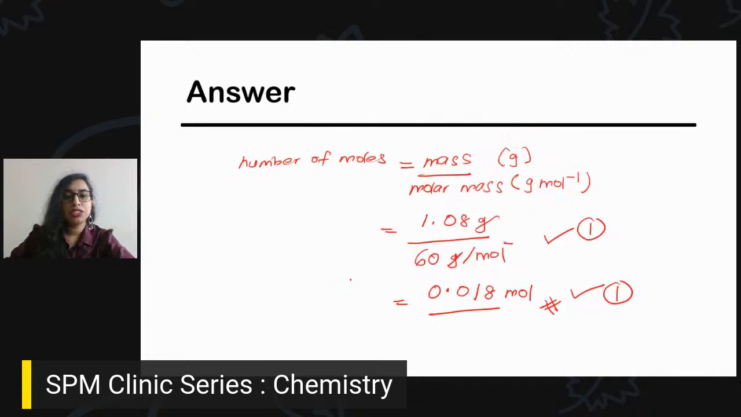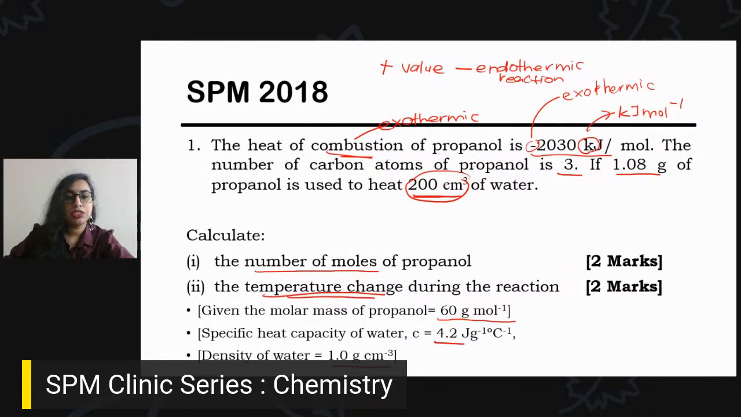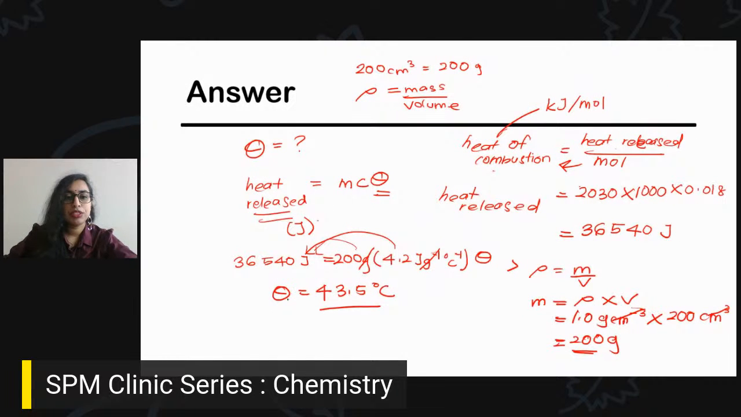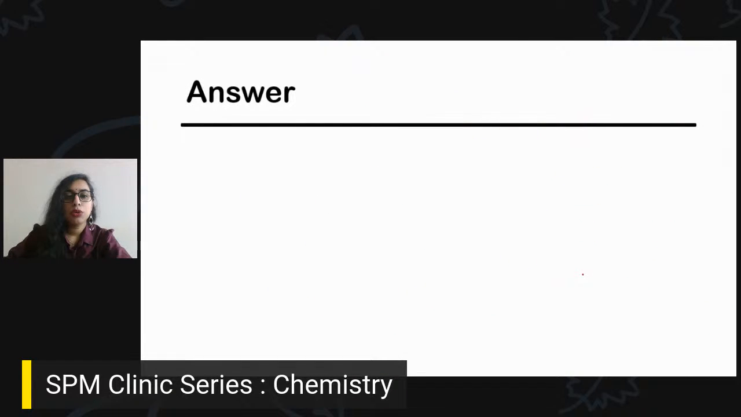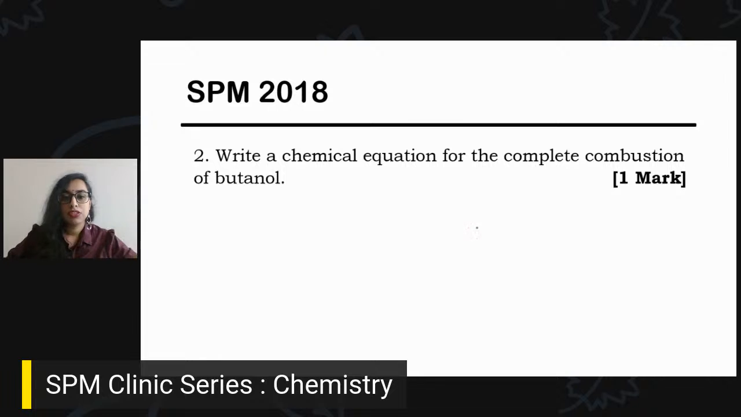Since the question wants you to find the temperature change, this is the temperature change. Here you will get 1 mark when you get the correct heat released. After you get the correct heat released, you will get 1 mark when you get a correct theta. So that is how you get 2 marks for this question. We have done looking into the first question.